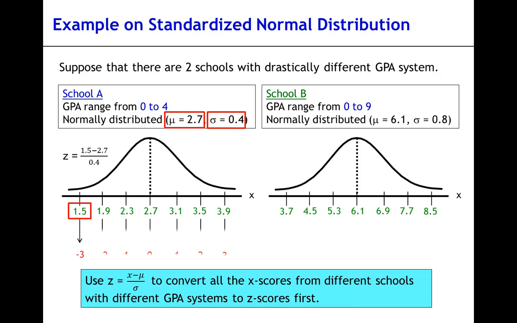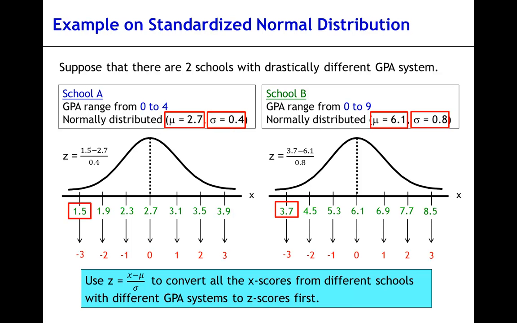Do the same for the other x-scores. For school B, if a student has a GPA of 3.7, the z-score can be calculated to be 3.7 minus the mu of 6.1, divided by the sigma of 0.8, to get -3. Do the same for the other x-scores. By doing this, most of the students would have a standardized z-score of between -3 and +3.